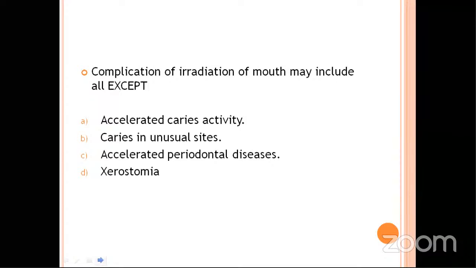The complications of irradiation of the mouth may include all except: accelerated caries activity, caries in unusual sites, accelerated periodontal disease, xerostomia. Though it causes caries due to reduction in salivary flow, it doesn't alter the periodontal status of the patient. So here the option is C. Since the question was except, the answer is accelerated periodontal disease.